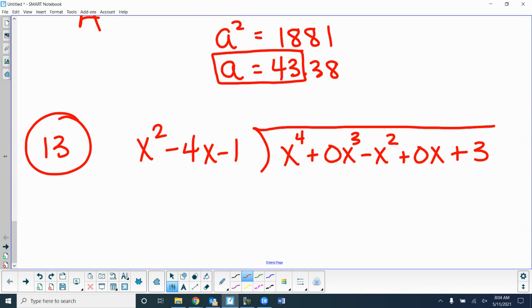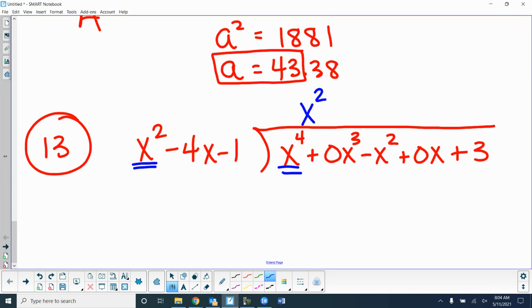All right, now, when we do these, remember, all we concentrate on is the first term on the division. So Connor, what's x to the fourth divided by x squared? X squared. Yeah. All right, that's all I have to worry about, division part. And I just put the x squared up here. Then I take that x squared and I multiply it by all three of those. And that answer will go underneath these three.